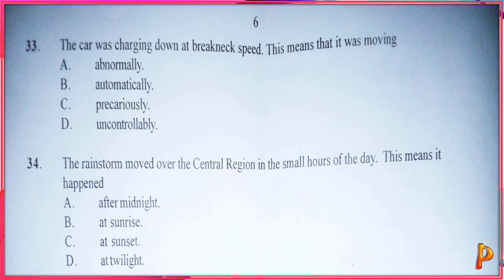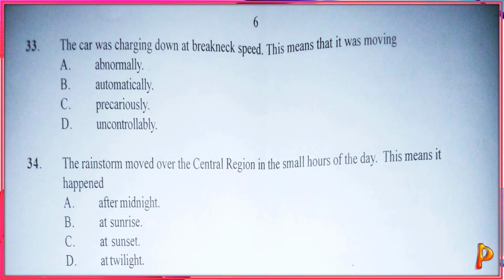Question 33. The car was charging down at breakneck speed. This means that the car was moving A. Abnormally, B. Automatically, C. Precariously, D. Uncontrollably. The correct answer to this question is answer space C. The car was charging down at breakneck speed. This means that it was moving precariously.